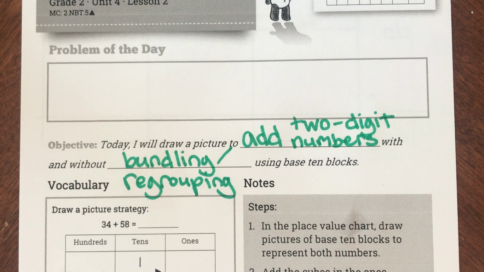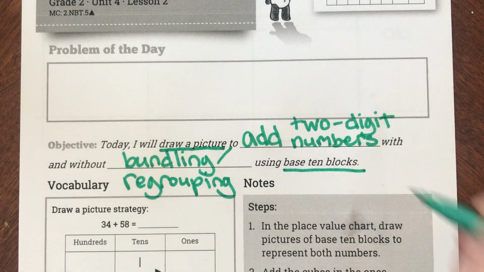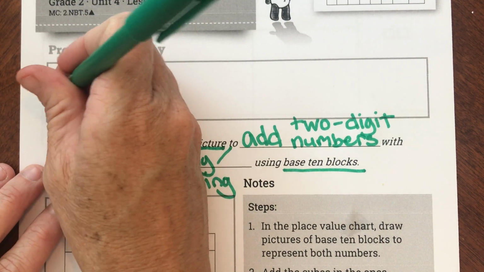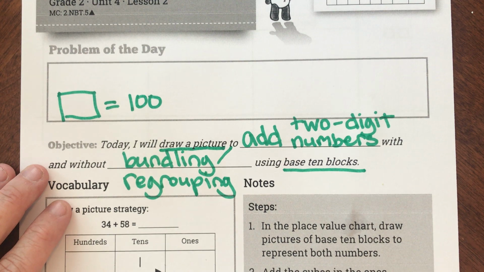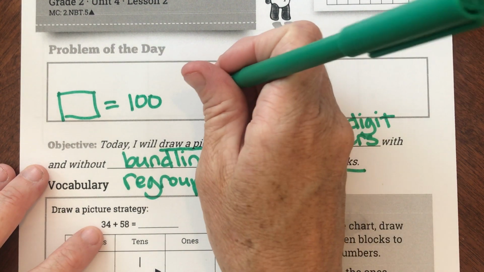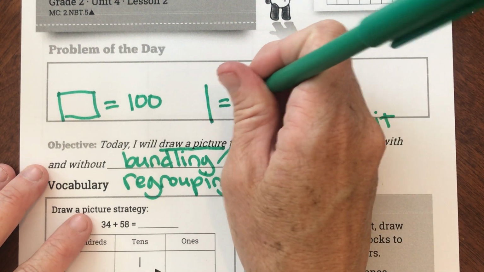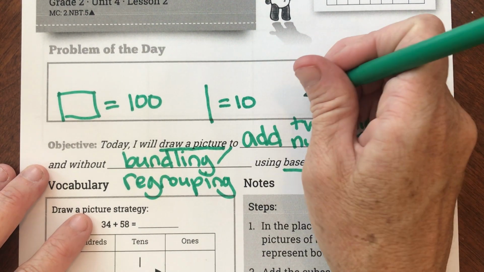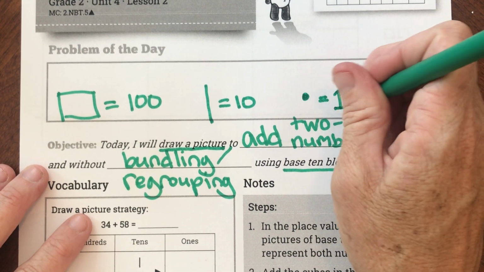So it says, today I will draw a picture. And when they say draw a picture, they're talking about those base 10 blocks. So we're going to be using base 10 blocks to draw our picture. When we do base 10 blocks, a square equals 100. A 10 rod just looks like one vertical line, and that's worth 10. And then we have a dot colored in that is worth 1.